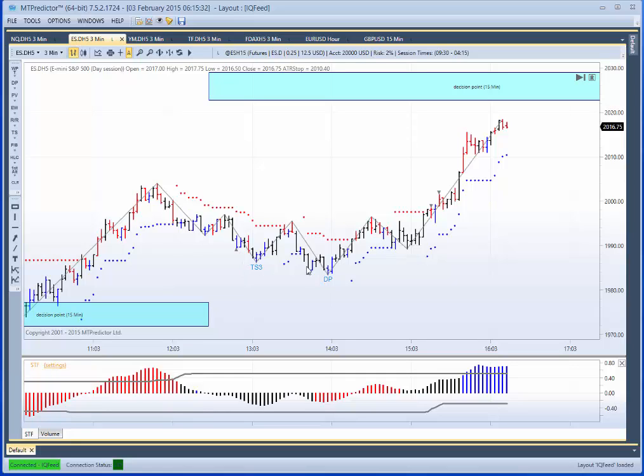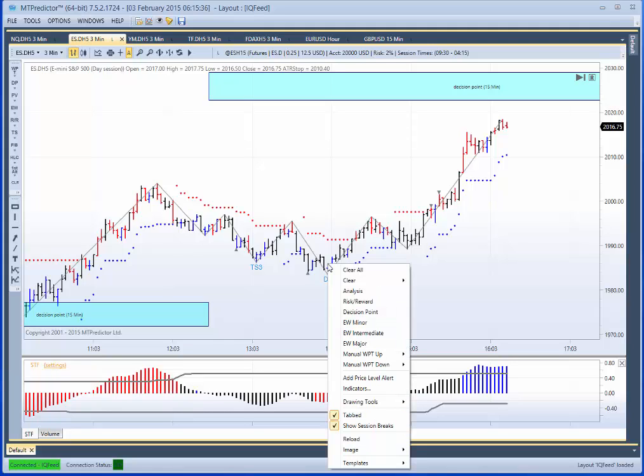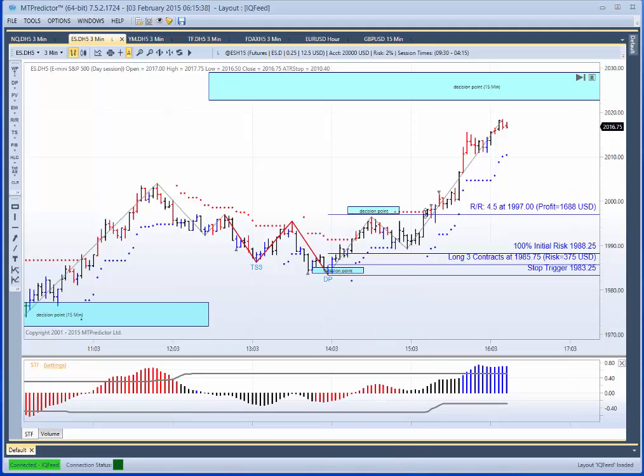Now comes the beauty of position sizing, because here we have our next DP buy, and this one actually went up to its first target, where a profit of 4.5 R was available. In other words, this profit here was 4.5 times greater than the initial risk.